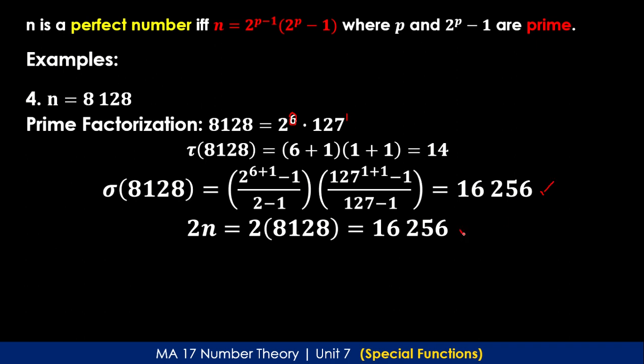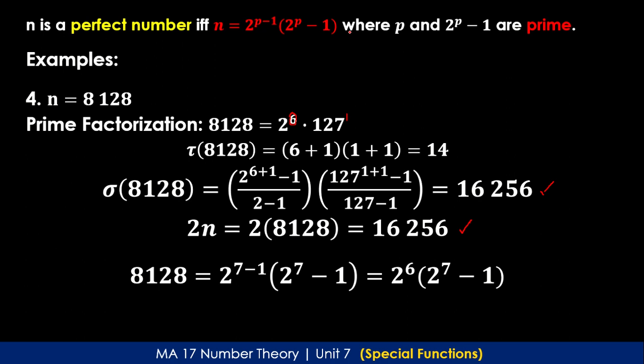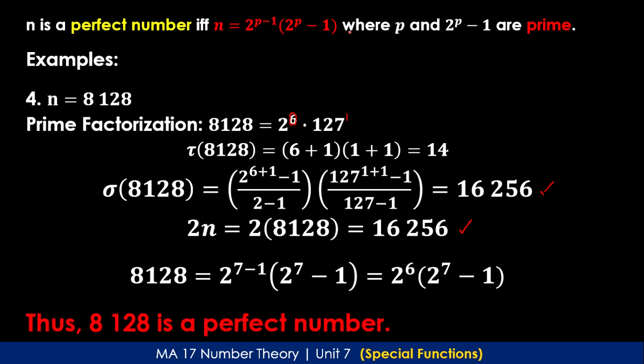So we can say that this is a perfect number, and it can be expressed again in this form. We have 2 raised to 7 minus 1 times the quantity of 2 raised to 7 minus 1, which is 2 raised to 6 times the quantity of 2 raised to 7 minus 1. So again, 8128 is a perfect number.